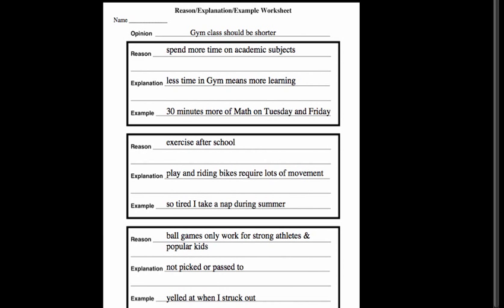Look at your reason, explanation, example trios. Which one is easiest to understand and agree with? Put a 1 next to it. Which is your next strongest trio? Put a 2 next to it. Your last group gets a 3.